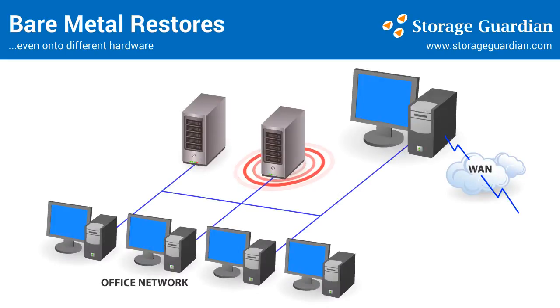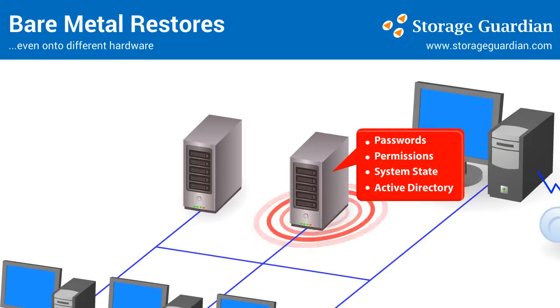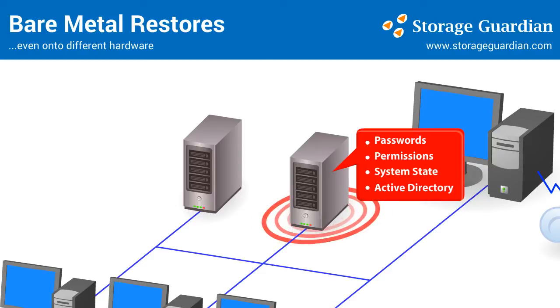Let's say an important server goes down and you need to replace it fast. But to get it up and running again, you can't just restore the data that was on it. You also need all the passwords, permissions, registry entries, and other software settings to make it run properly. And the server also needs its original network name.